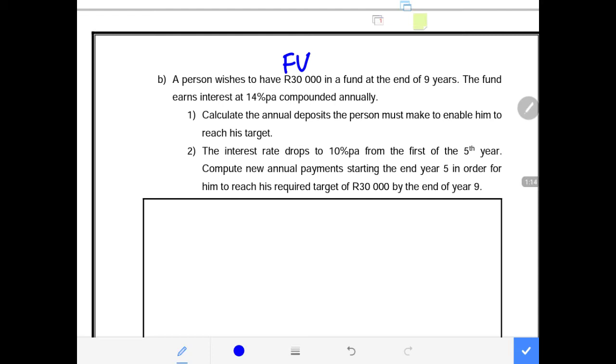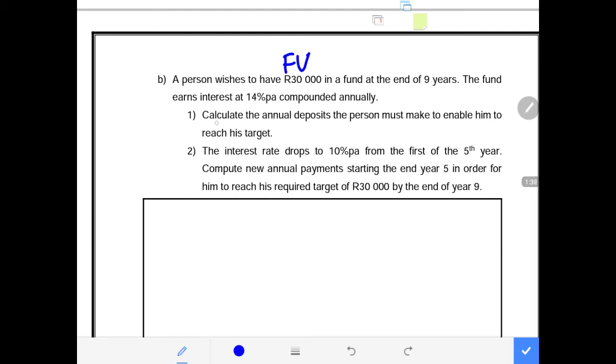So you can say that this person wishes to have 30,000 and he wants to save this on an annual basis. Let me continue. It says the fund earns interest at 14% per annum compounded annually. So this fund earns interest of 14% compounded once a year.